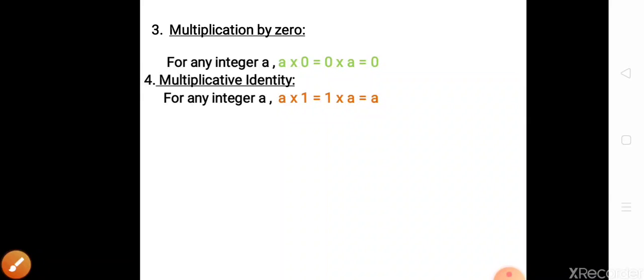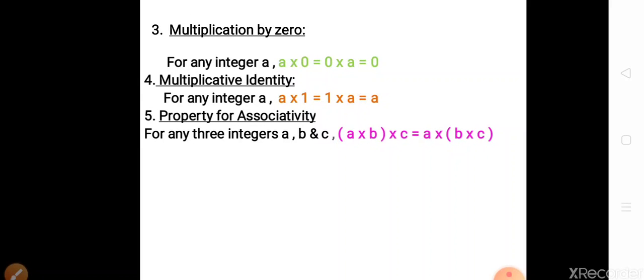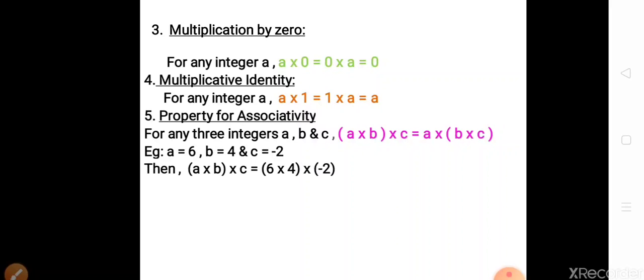So the next property we have is the property of associativity, right? Associativity property says that for any three integers a, b and c, (a into b) into c equals a into (b into c). Alright. So let's understand this with the help of an example. We have a equals 6, b equals 4 and c equals minus 2. Now when we multiply this, the result is going to be minus 24.